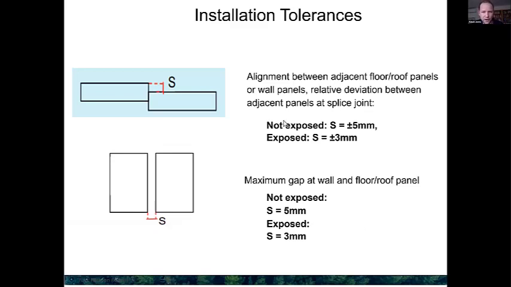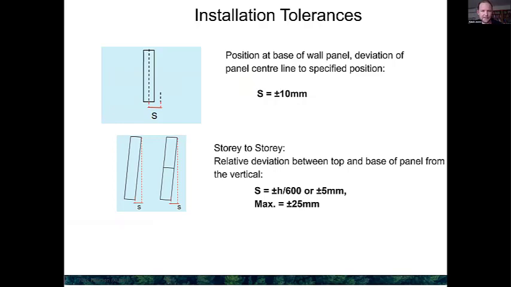So you might have, say, the alignments between two floors. One floor might not be perfectly aligned. Same with walls, it might not have your perfect alignment when it's installed. So it might be within plus or minus 5 millimeters in this case. So these are just a few. There's a lot of different situations we can look at.